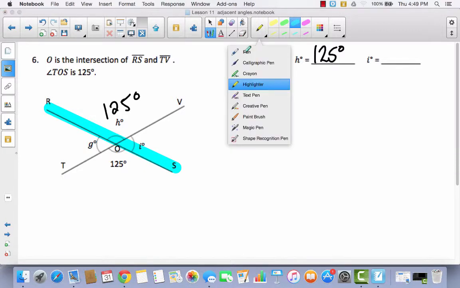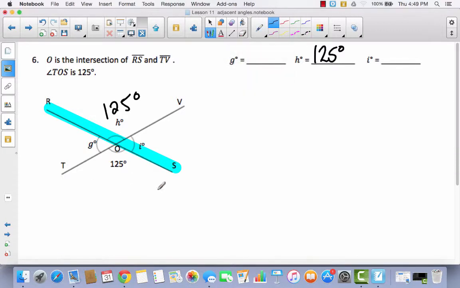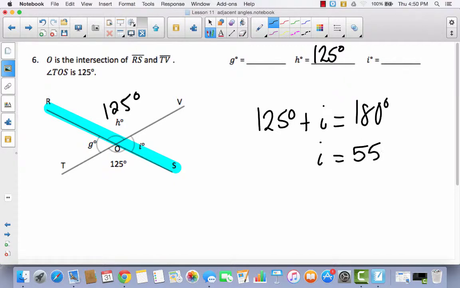And what did I learn from the last lesson about straight angles? I learned that these two angles together have to be equal to 180 degrees. So what that tells me is 125 degrees plus angle I has to be equal to 180 degrees. So if I want to find the measurement of angle I, all I have to do is subtract these two numbers. Well, 180 minus 100 gives me 80 degrees, and 80 minus 25 gives me 55 degrees.